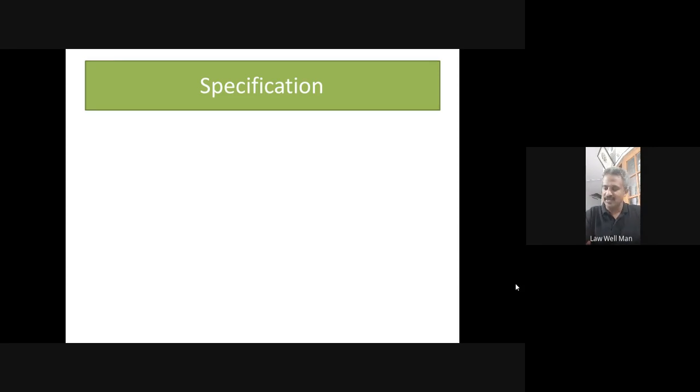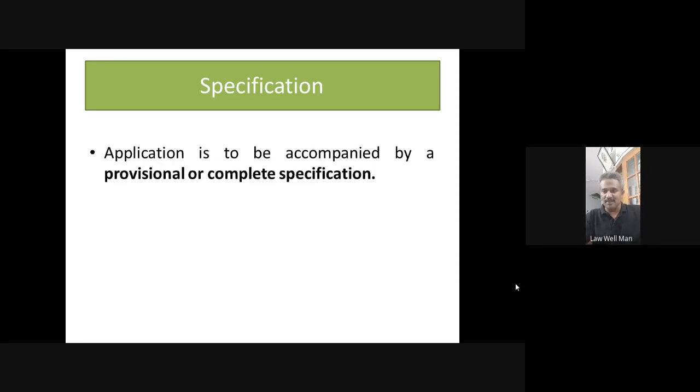That's the idea there. And application, when we say application, it's patent application. A patent application is to be accompanied by a provisional or complete specification.